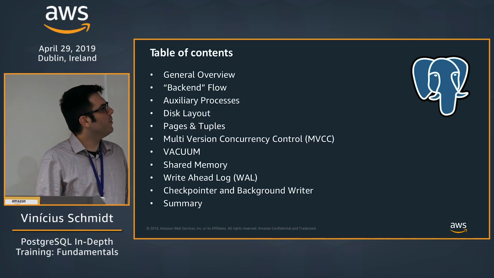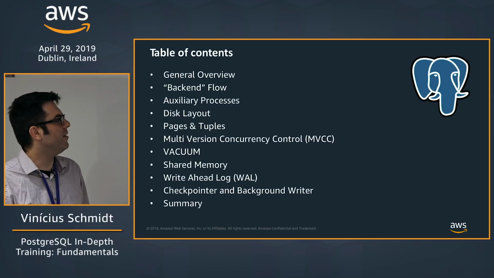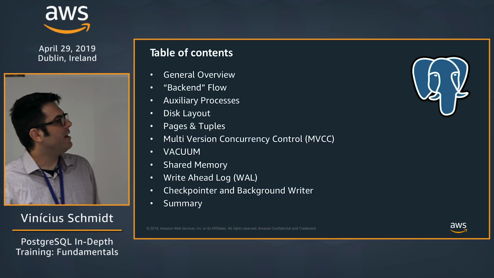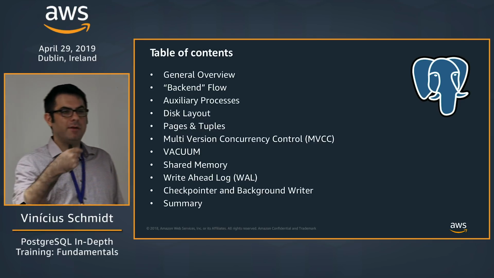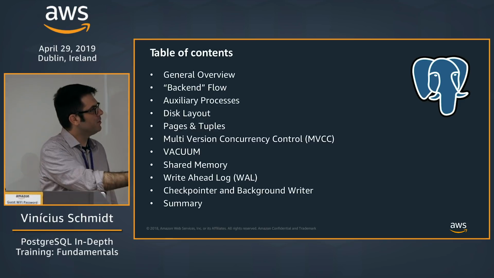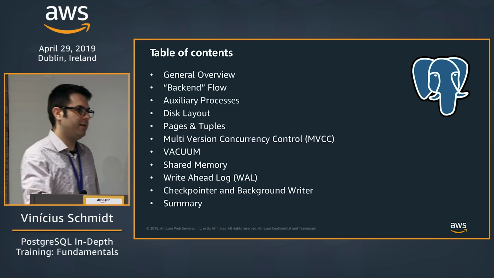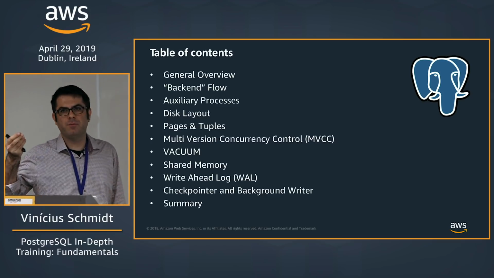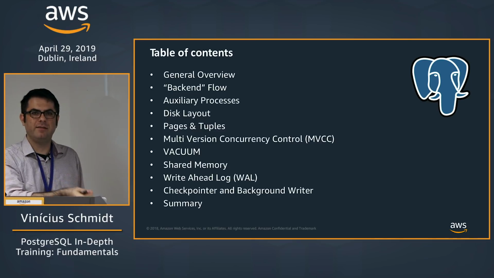Then we will talk a bit about the disk layout and how things are organized internally on Postgres. And then, because we are talking about the disk layout, we will talk about the pages and tuples. In Postgres we usually call them pages when they're in memory, but it could also be the data blocks inside the data file, inside the table data file.